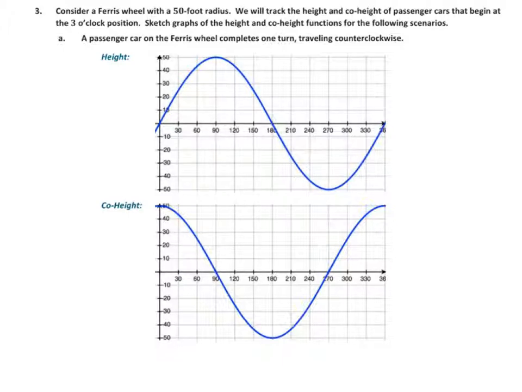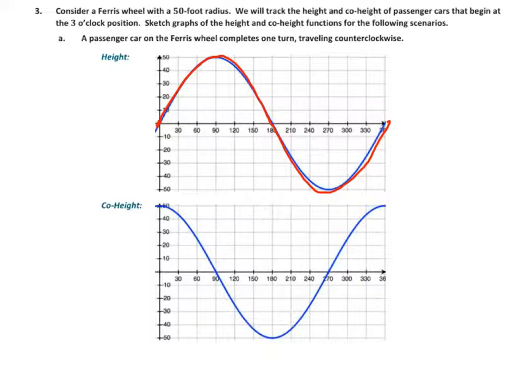Sketch the graphs of the height and co-height functions for the following scenarios. So for A, a passenger car on the Ferris wheel completes one turn. So naturally, if it's a 50-foot radius, the height would start at 0 at the horizontal axis, go up to 50, and then back to 0 at 180 for a half a turn, and then back up here too, after it dips down, back to 360 degrees at 0.